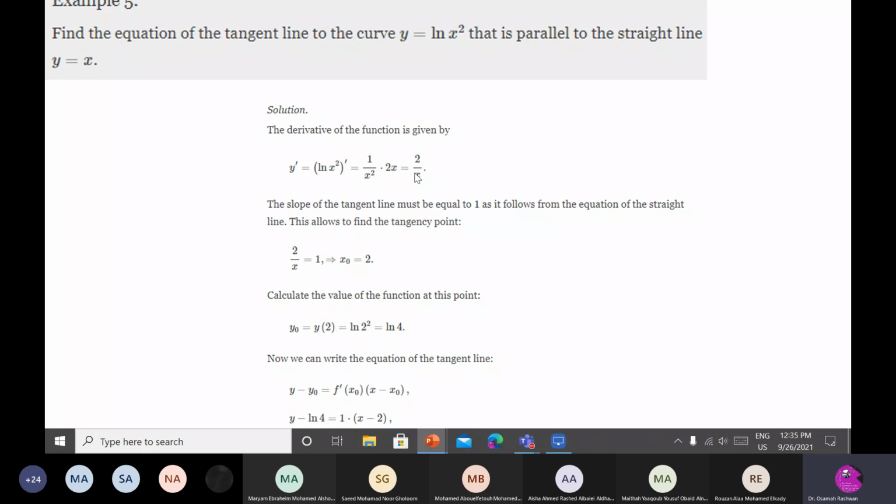So you have the dy by dx, and he's telling you this is parallel to the straight line y equal to x. So it has the same slope as this one. What is the slope of this one? It is 1. So dy by dx will equal 1. From this one, I will get the value of x. And I substitute in the original function y equal to ln x squared to find y. I have a point now, and I know the slope is 1. I can find the tangent line using a point and the slope.